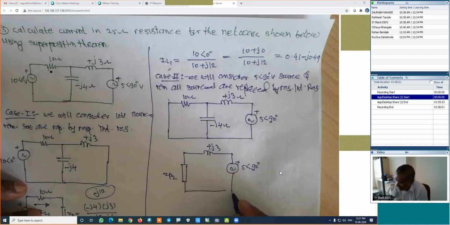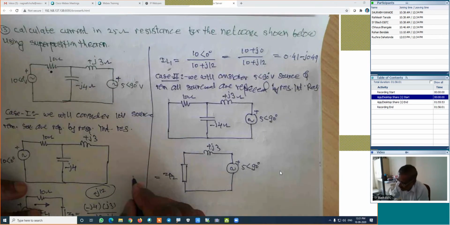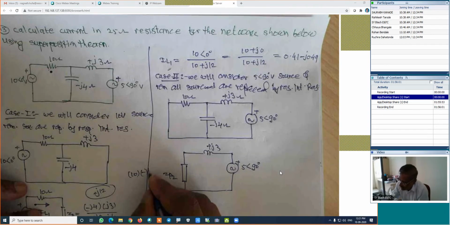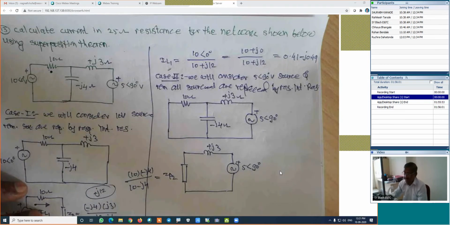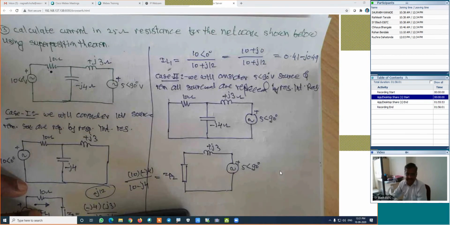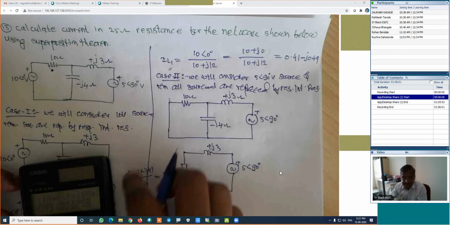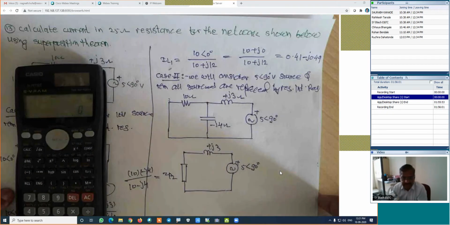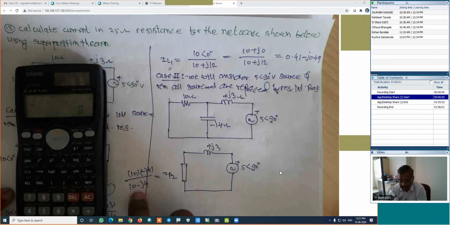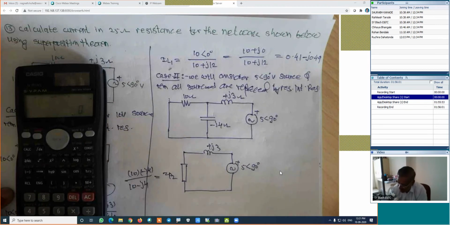How much is the parallel combination? This value is 10 into minus j4 divided by 10 minus j4. I will find out the value of this parallel combination. I will shift the calculator to complex mode. Already it is in complex mode. I will work out this calculation.